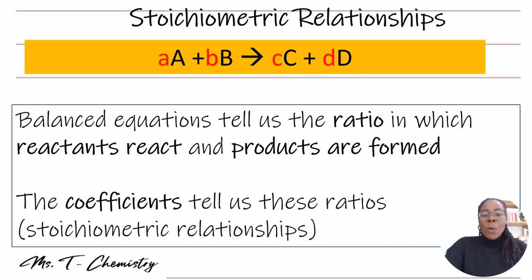So first, when we're given a balanced symbol equation, it tells us the ratio in which the reactants react and the products are formed. And the coefficients, so our lowercase letters in red, tell us these ratios. So that's the stoichiometric relationship.